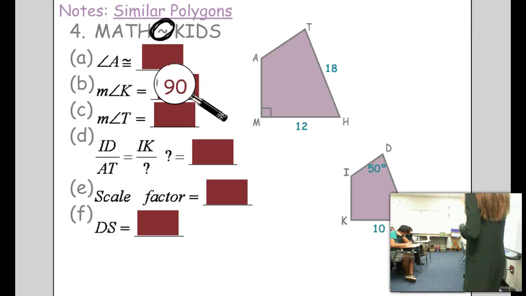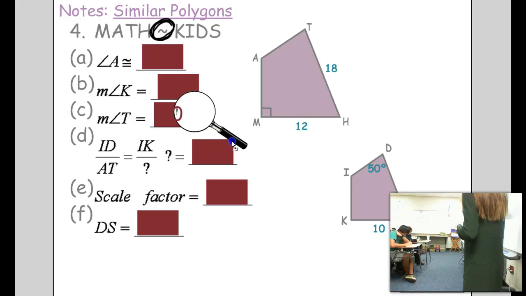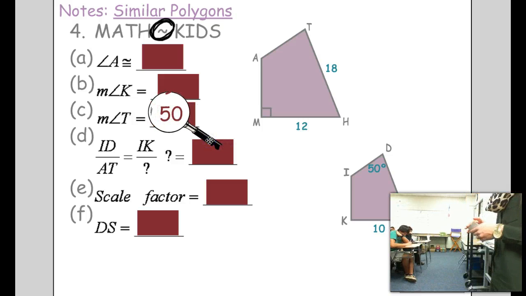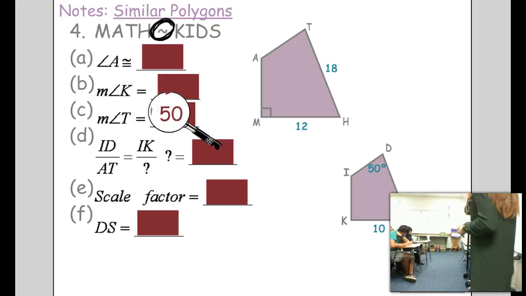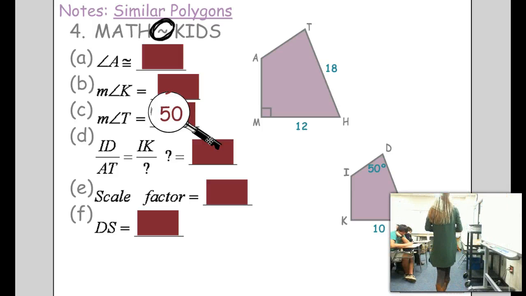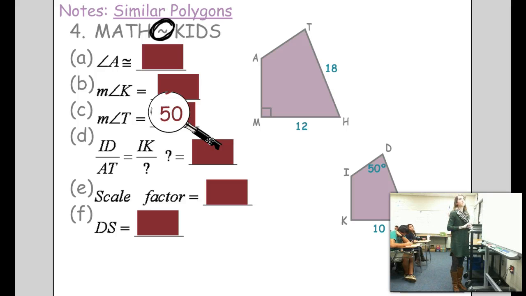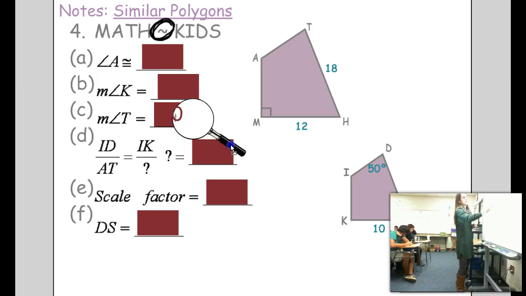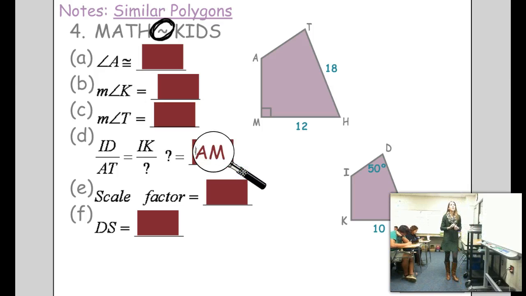Brett, what's the measure of angle T? 50. ID is to AT as IK is to Nasia. ID is to AT as IK is to what? AM. Very good. You're just looking at the order. We're looking at the order of the letters if you were curious.